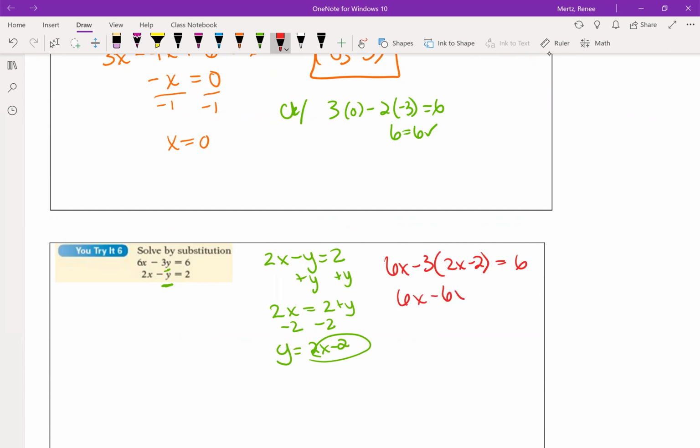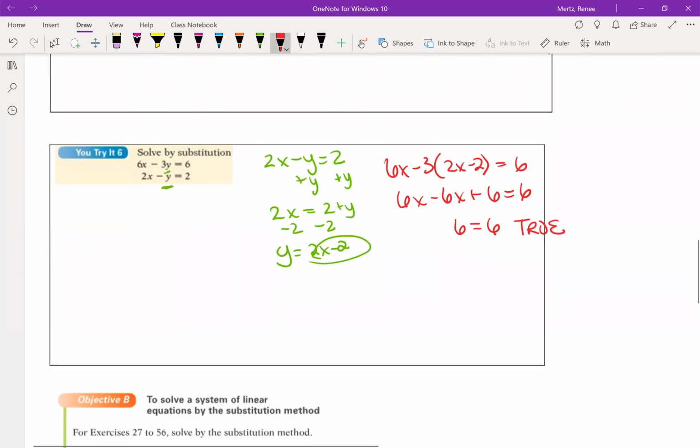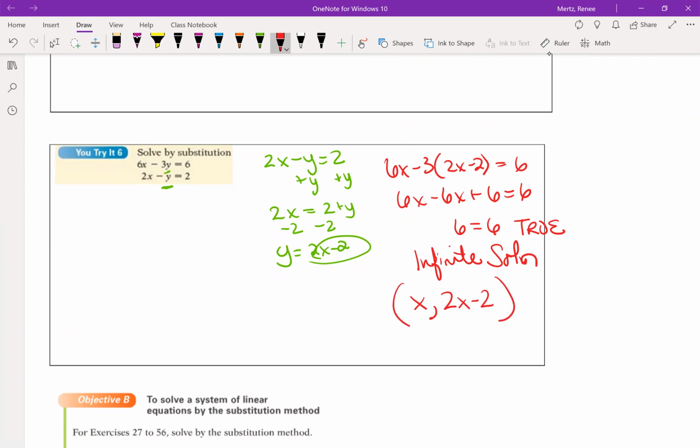6x minus 6x plus 6 equals 6. Here's one of our special cases. We get 6 equals 6. That's true. Because it's true, it means that the lines have infinite solutions. So if it's false, it will be no solution. So our infinite solutions look like x comma y, 2x minus 2. So everything on that line will work.